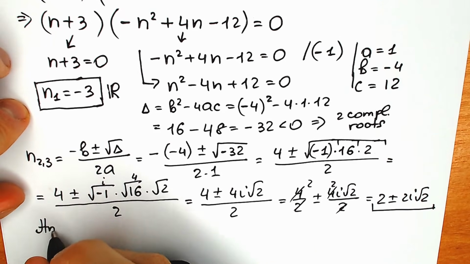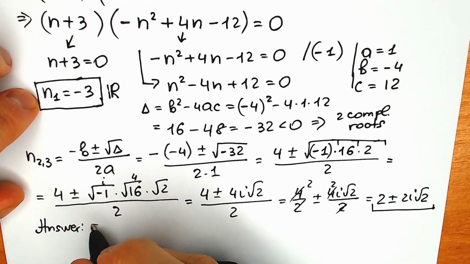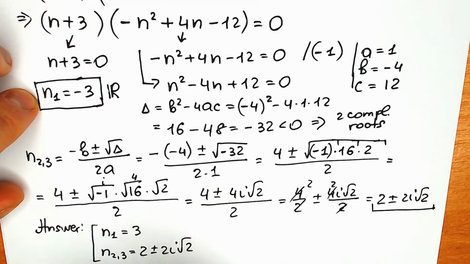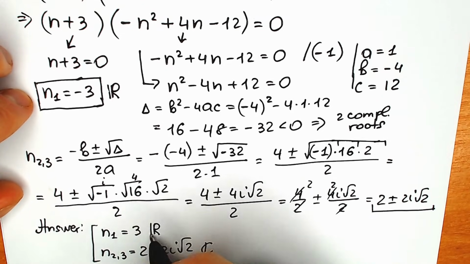So our answer: n first equal to 3, and n second and third equal to 2 plus minus 2i square root of 2. So these are two complex roots right here, and this one is a real number root.